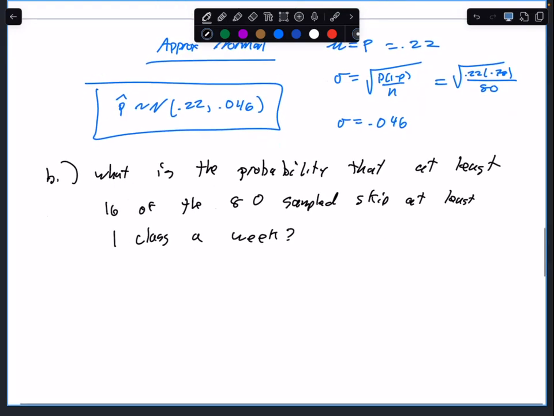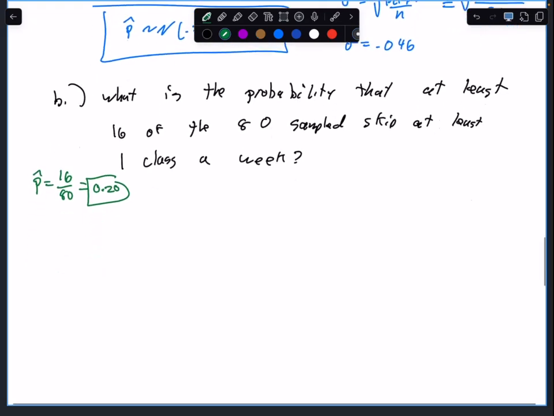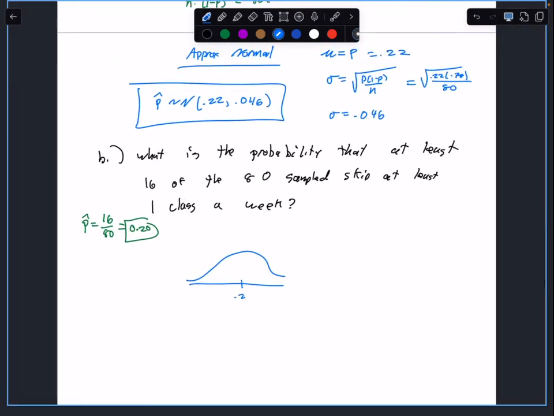Okay. Well, this is tricky here because my P hat is actually 16 over 80, which, if I do my math, is 0.20. Okay, 0.20 is the number I have to use. So just like we did before, we're going to make a quick sketch. The center is 0.22, and here's 0.20, and at least means I want the area above 0.2. This is what we spent all the last unit on. Now it's coming into play. So normalcdf 0.20, 9999, 0.22, 0.046.